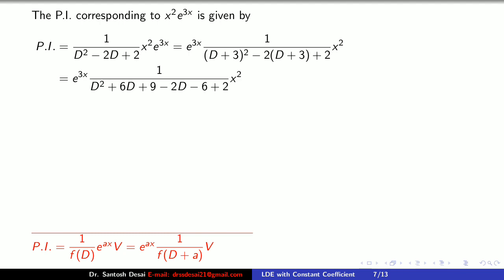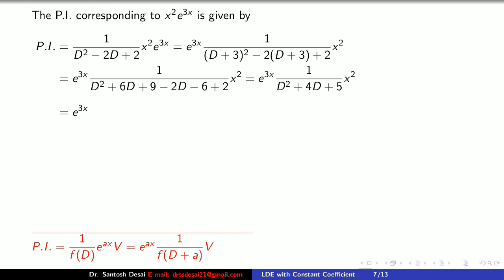Simplifying again the denominator, we get e raised to 3x into 1 divided by D square plus 4D plus 5 into x square. Now, here we have to apply the method to find the particular integral when capital X is equal to x raised to m. So the procedure is, we first take the lowest degree term with sign common from the denominator. The lowest degree term is 5, its sign is plus, so we take 5 common from the denominator.